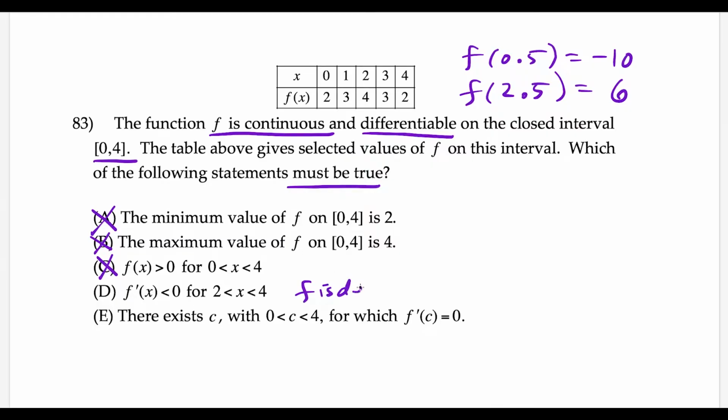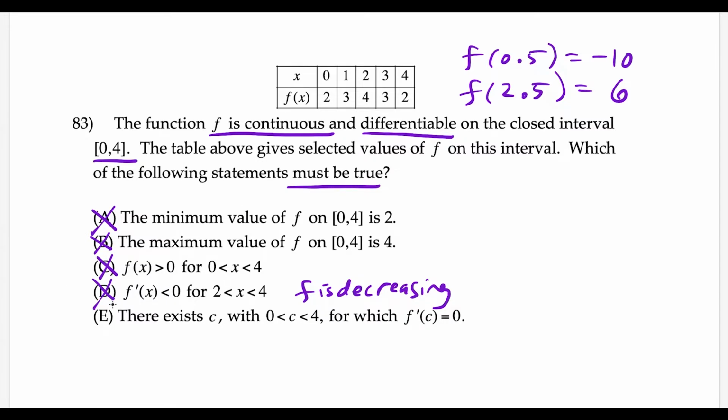So that has the same meaning as f is decreasing on the interval from 2 to 4. Now, the y values are getting smaller, but once again, f of 2.5, for all we know, could be 6, and that would mean that the function increased at some point between x equals 2 and x equals 2.5. So this isn't a must be true. It could be true, but it doesn't have to be.